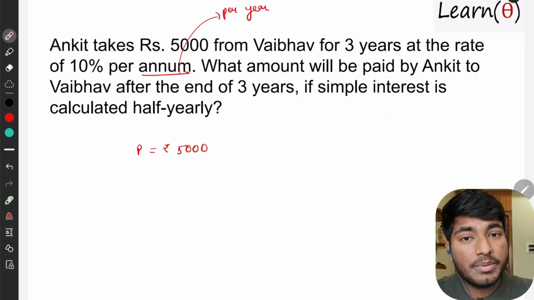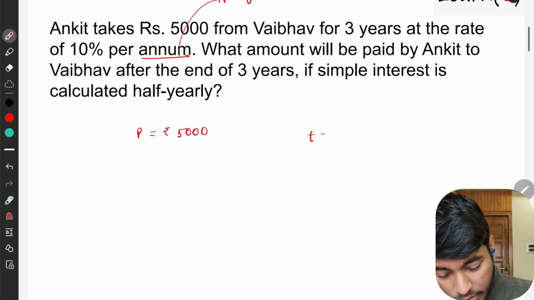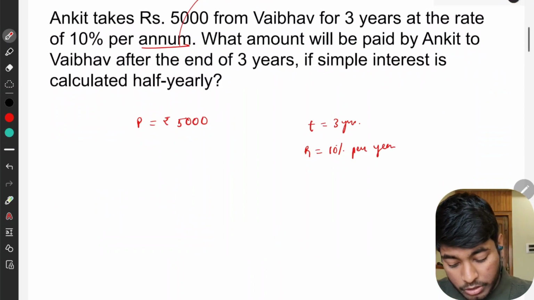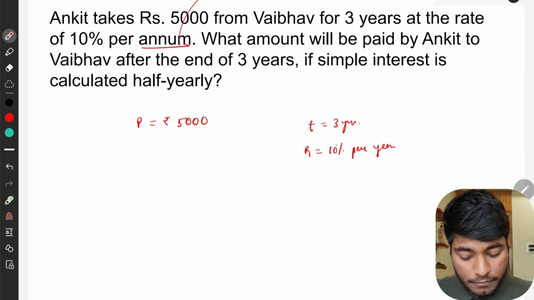For how much time it is being taken? So the time it is taken for 3 years. And what is the rate? Rate is 10% per annum, means per year. Okay. What is the amount paid by Ankit to Vaibhav at the end of 3 years?